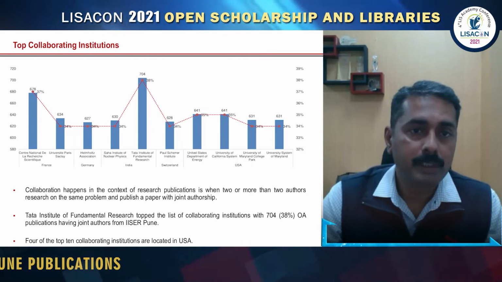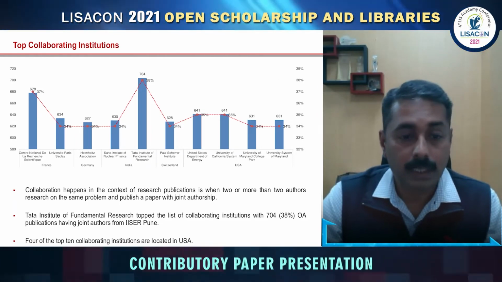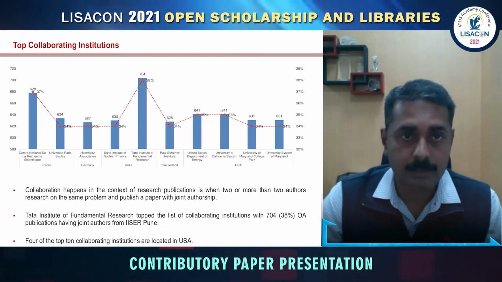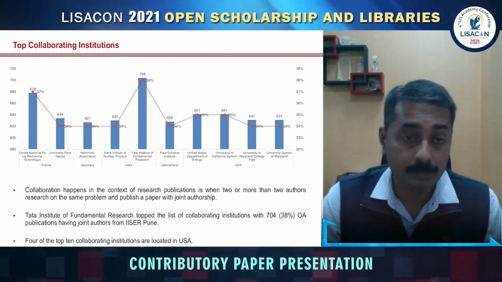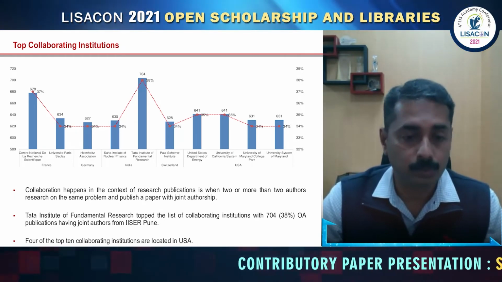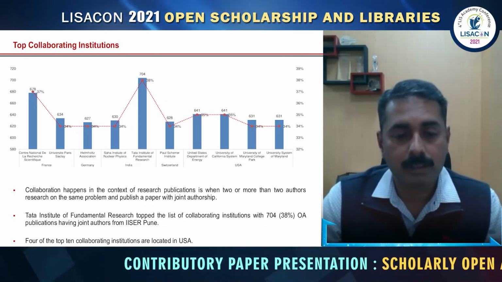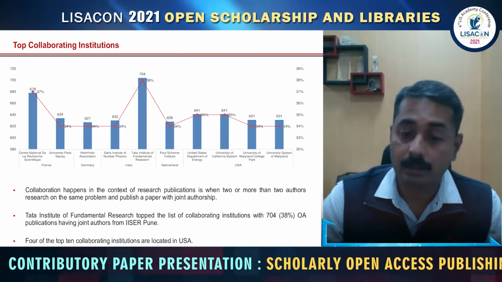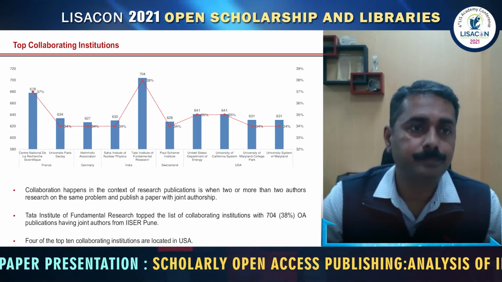These are the top collaborating institutions. Tata Institute of Fundamental Research topped the list of collaborating institutions with 38% of open access publications having joint authors from IISER Pune. Four of the top 10 collaborating institutions are located in USA.